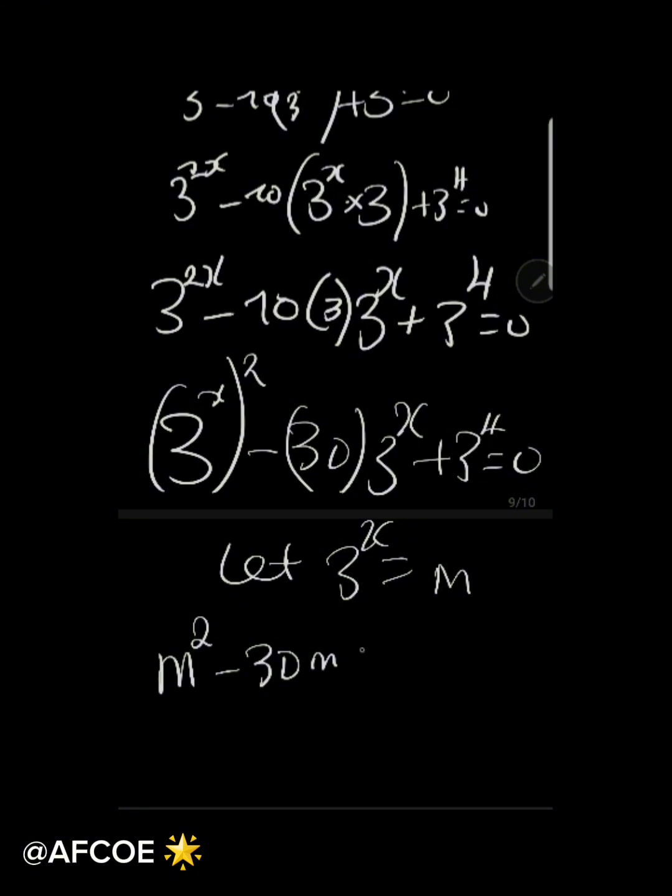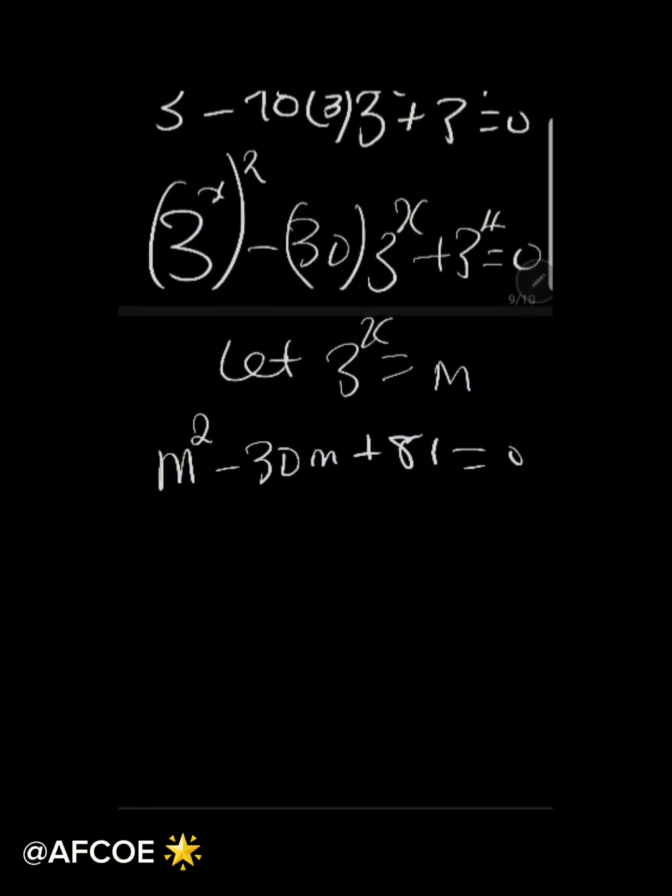Then 3^4 is simply 81. 3 times 3 times 3 times 3: 3 times 3 is 9, times 3 is 27, times 3 is 81. So you get m squared minus 30m plus 81 equals 0. Voila.